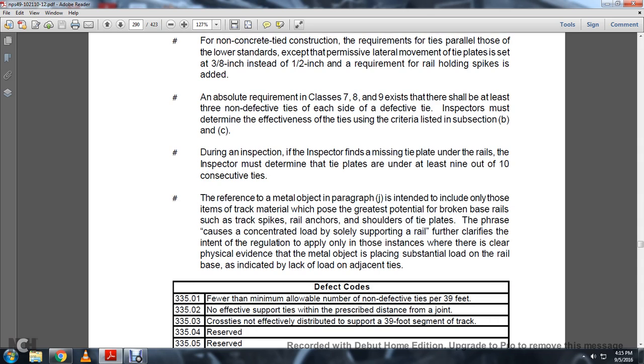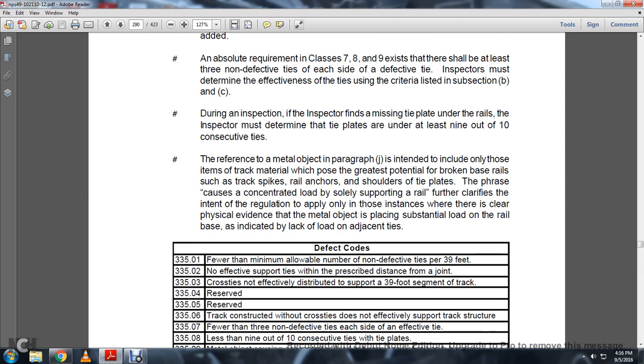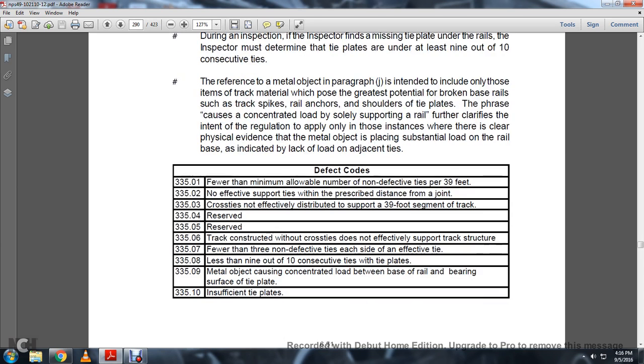In the reference to a metal object, paragraph J is intended to include only items such as track materials that pose the greatest potential for broken base rails, such as track spikes and rail anchors, shall be the type of the plates. The phrase "because it's concentrated below, solely supporting a rail" further clarifies the intent of the regulation to apply in those instances where there is clear physical evidence that the metal object was placing substantial load on the rail base, indicated by the lack of load on the adjacent ties.